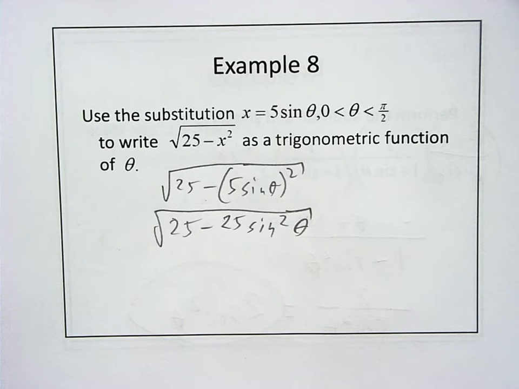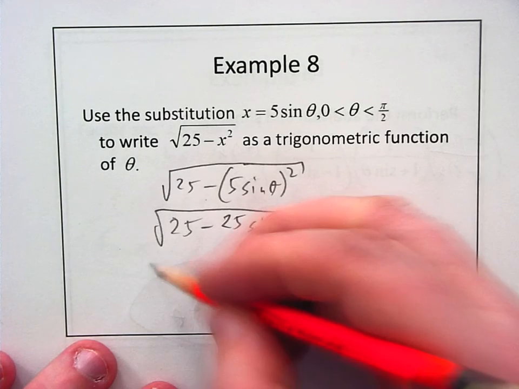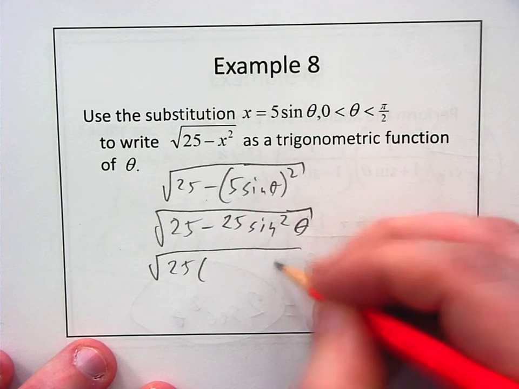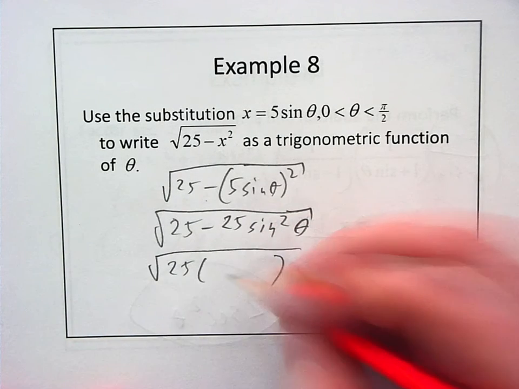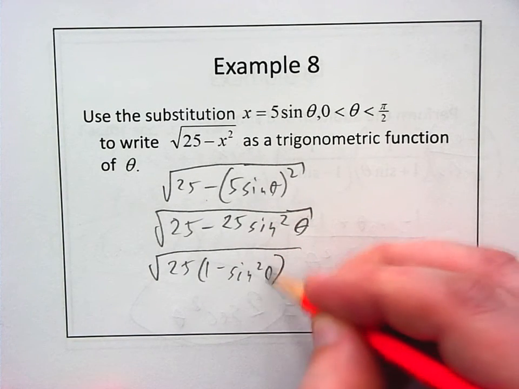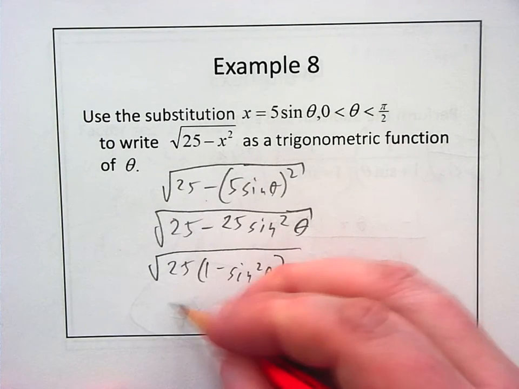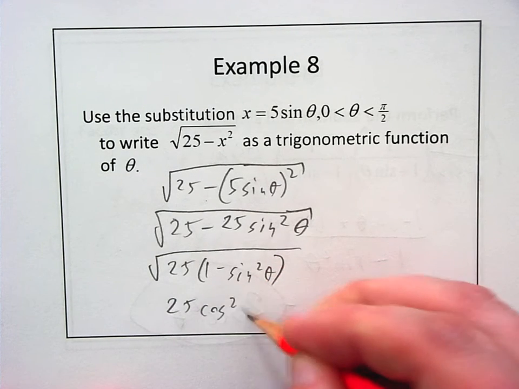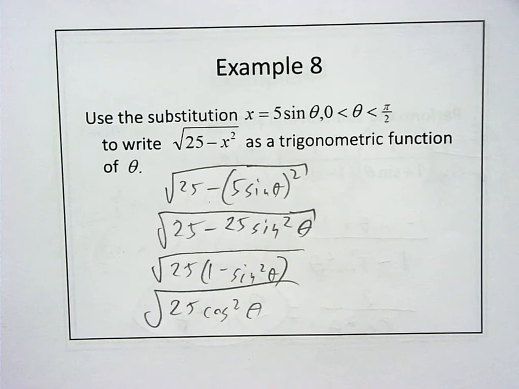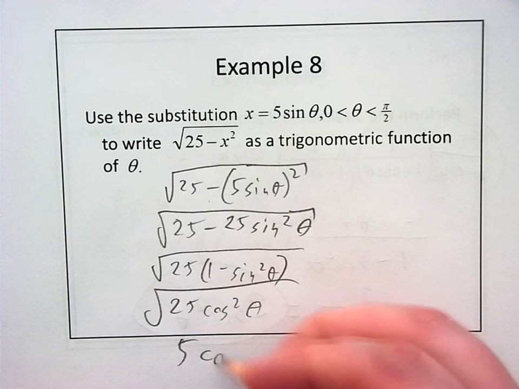I can factor 25 out though. If I take 25 out, it's still going to be under the radical. But what do I have left in the parentheses here? 1 minus sine squared. And what's 1 minus sine squared? So I have 25 times cosine squared. Now, because I got rid of all the plus and minus signs, I get 5 cosine theta.